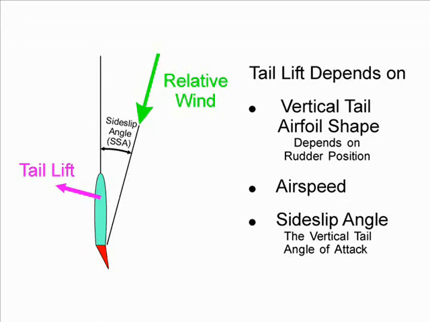The tail force necessary to cancel all the moments about the center of gravity depends on three factors: shape of the vertical tail, which is changed by rudder position, airspeed, and sideslip angle, which determines the angle of attack on the vertical tail. In the previous video, we saw that rudder position maintained the necessary tail force as airspeed slowed. When the rudder position reaches 100%, any further reduction in airspeed will require an increase in tail angle of attack in order to maintain the necessary tail lift.